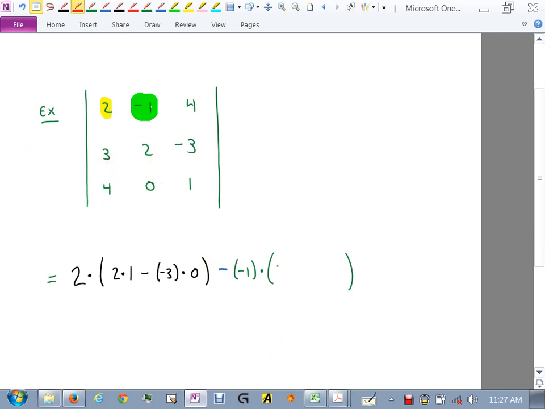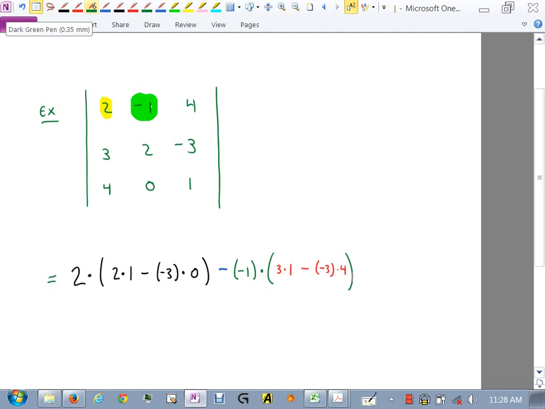So cover this up. What was it? 3 times 1 minus negative 3, right? Negative 3 times 4. So what does that turn out to be? It'll be 3 plus 12, right? 3 plus 12, that's what that's going to be. All right, let's go to the next one. We'll put it all together on the next line.